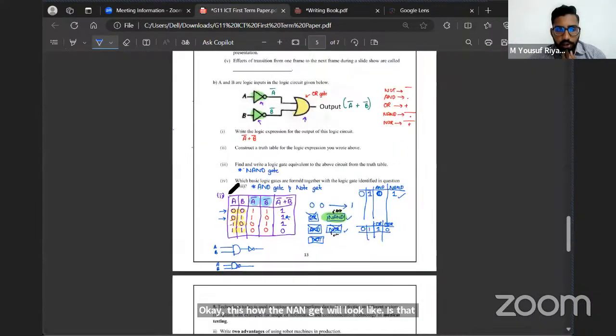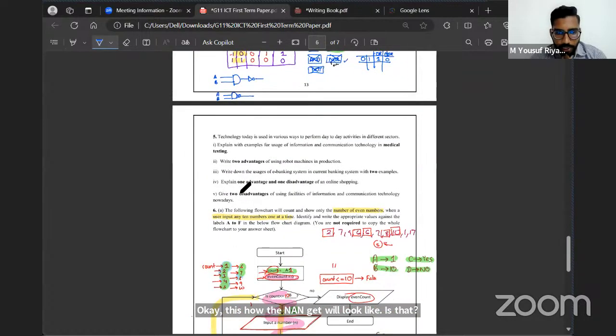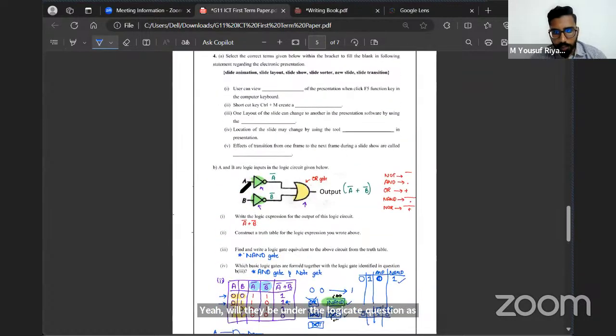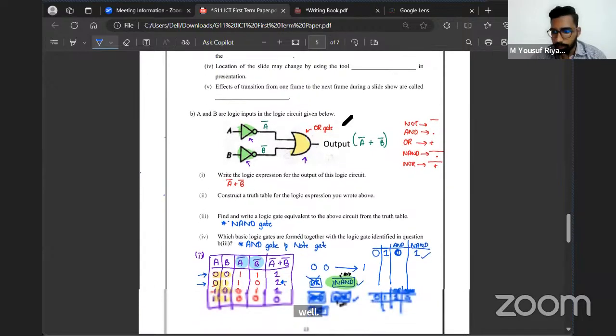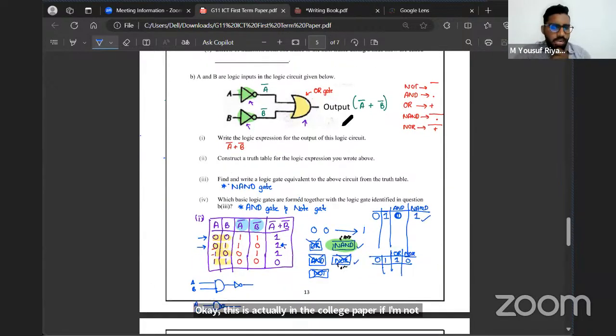So with that, we're done with the logic gate question as well. The other two are theoretical questions. I'll share all the paper as well. This is actually a Hindi college paper, if I'm not wrong, last year's. It's kind of standard. It's not easy, it's not hard. Technically it's easy for me, obviously, but I'm doing it for your level, and for your level it looks like a standard paper.